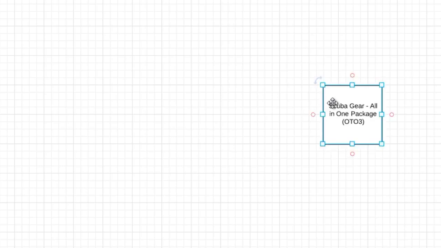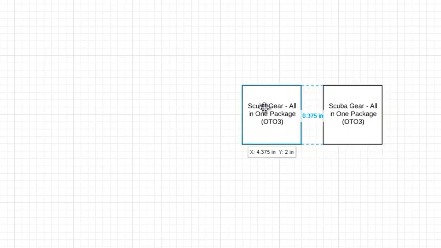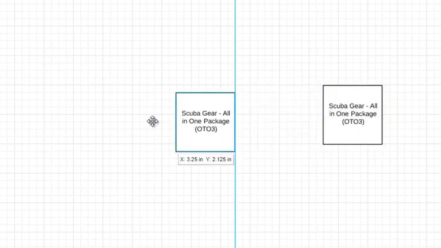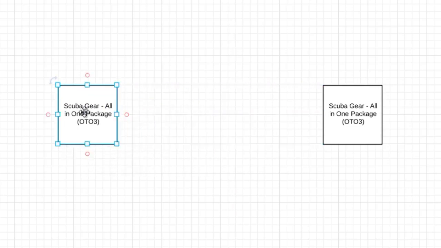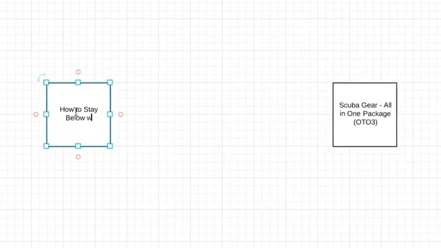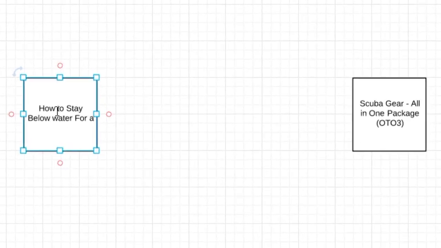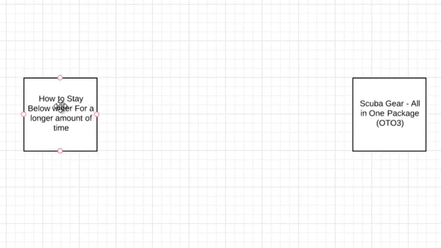help you stay below surface for a longer period of time. So if that's the unique selling proposition of your product, then maybe down the line here, you could have a lead magnet that talks about something like how to stay below water for a longer amount of time. So we haven't really figured out, is that going to be our lead magnet? Is that going to be our front end offer or anything like that?